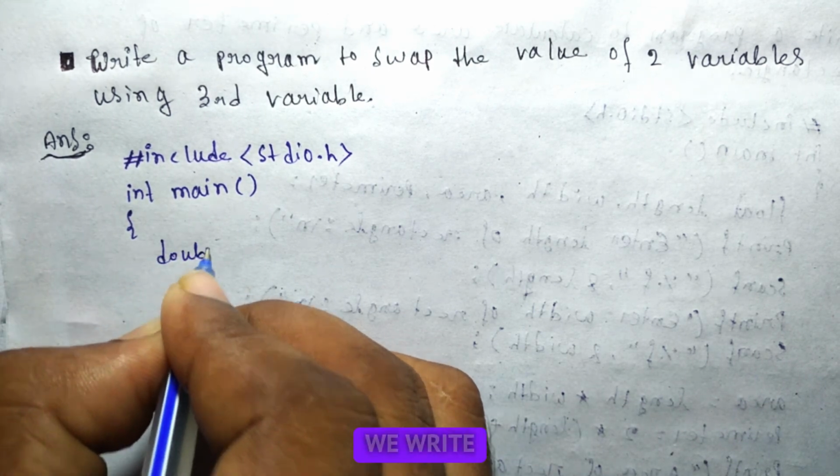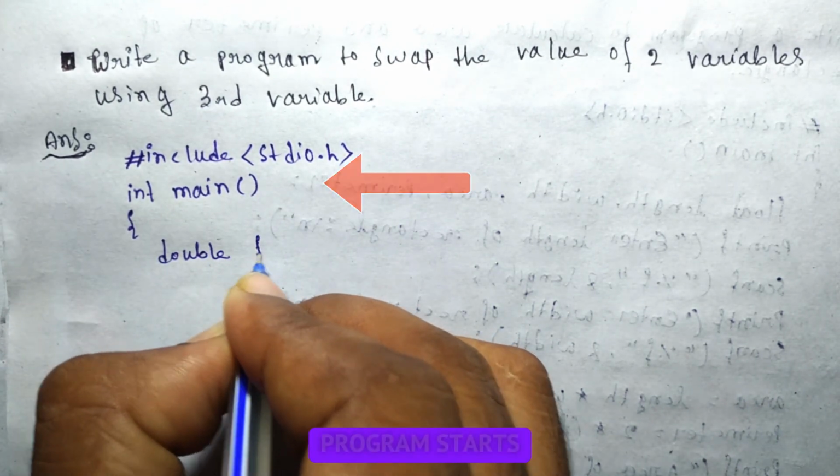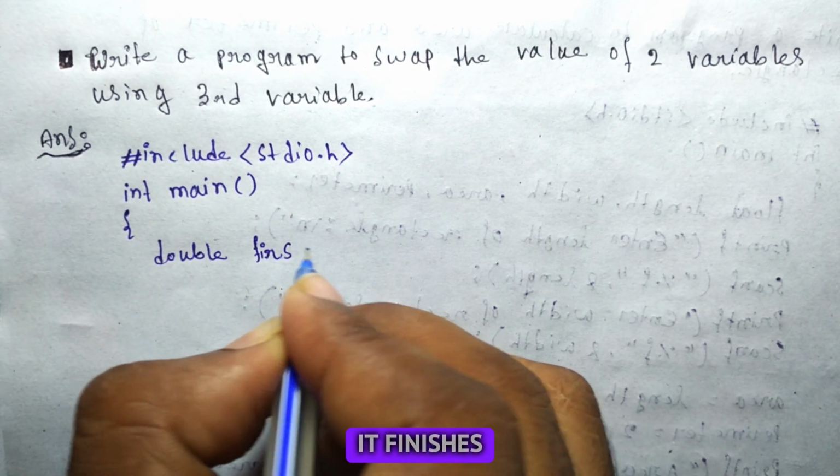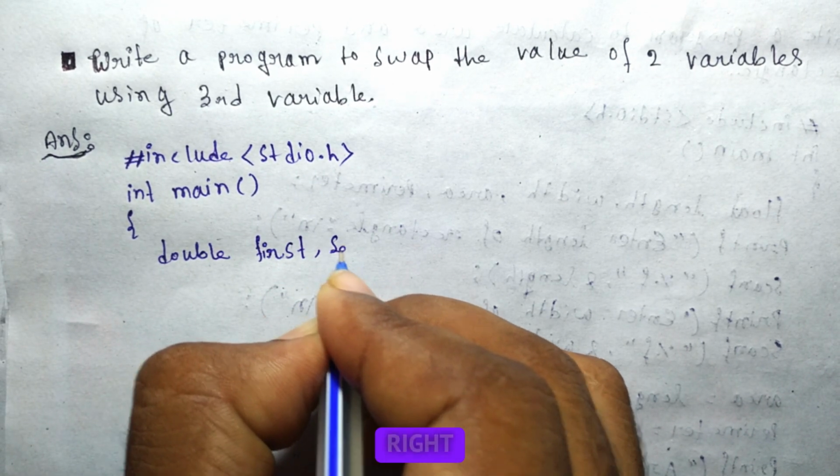In the next line, we write int main. This is where the program starts, and the int means the function will return an integer when it finishes. Okay, pretty simple so far, right?